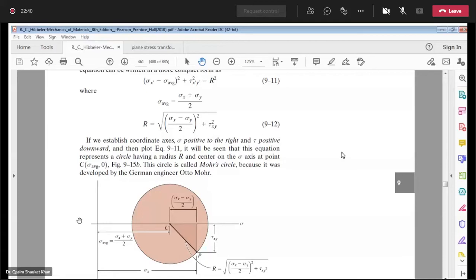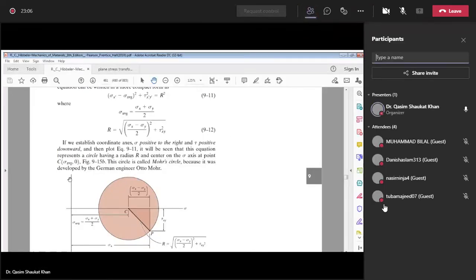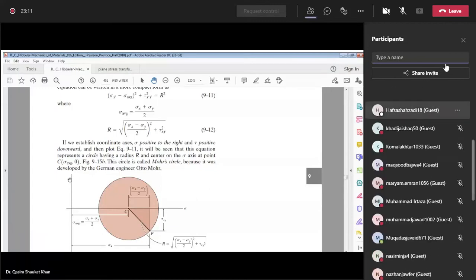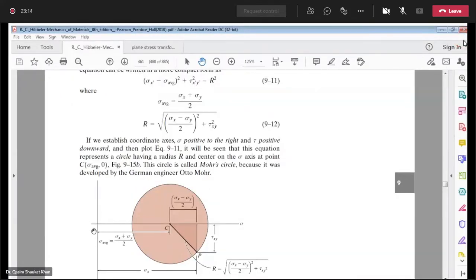Now comes the important point, shear stress. Shear stress is considered positive downwards and negative upwards. So is this clear, that shear stress is positive downwards, and normal stress is positive towards the right?